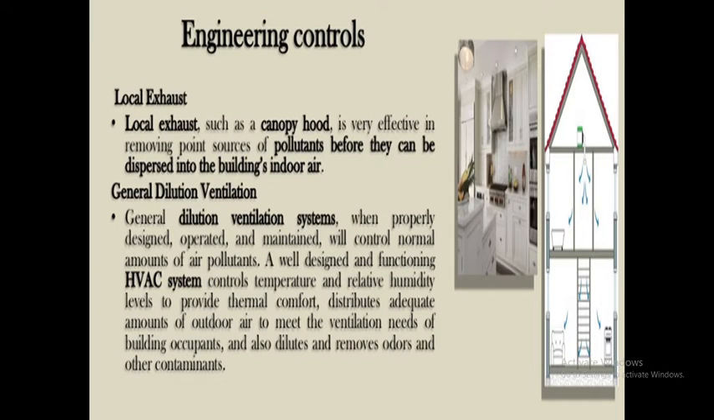Next control measure, engineering control. Local exhaust such as a canopy hood is very effective in removing point sources of pollutant before they can be dispersed into the building's indoor air. It is a device containing a mechanical fan that is hung above the stove. It removes smoke and heat by evacuation of the air and filtration. Are you clear or not?